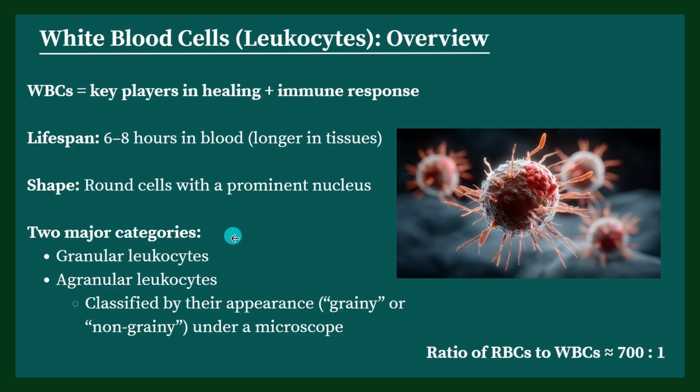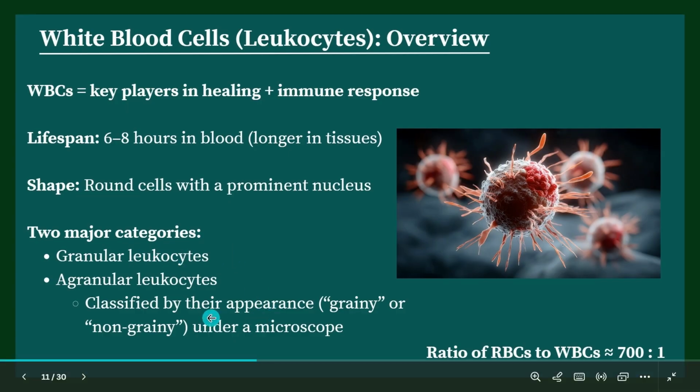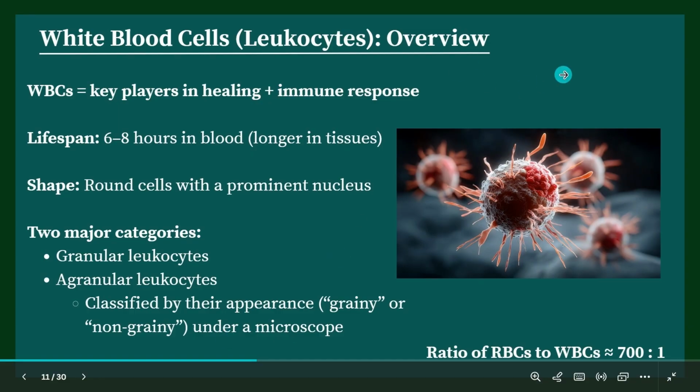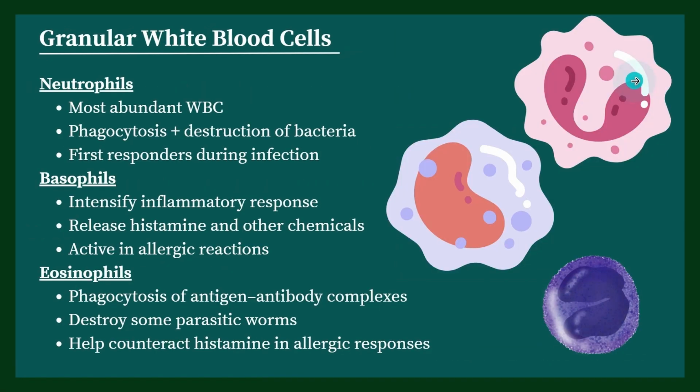There are two major categories of the different kinds of white blood cells. There are granular leukocytes and agranular leukocytes. Can you imagine what that means? So granular means that under a microscope, they look like they're grainy. Get it? Agranular means not granular. Okay. So, ratio of red blood cells to white blood cells, 700 red blood cells to 1 white blood cell.